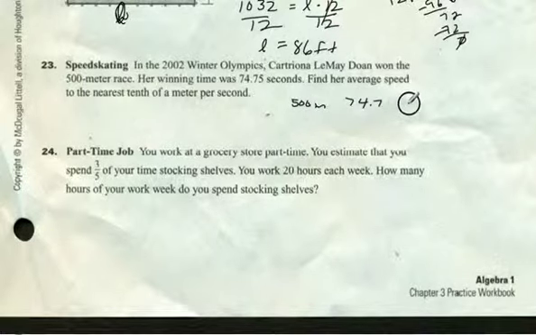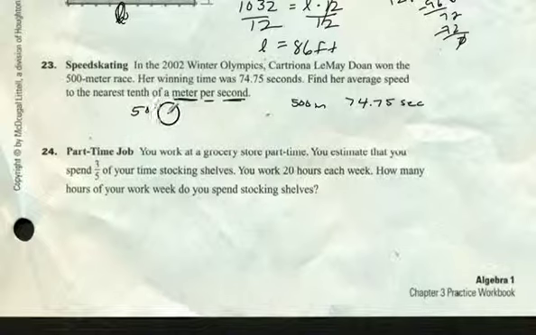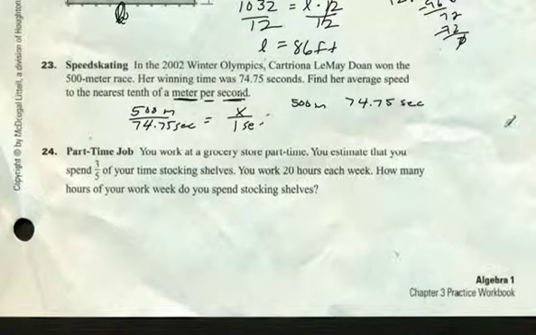74.75 seconds. Now, we're going to make a rate out of this, because remember, speed is a rate. But we have to use the words in here. It says, find her average speed to the nearest tenth of a meter per second. So that tells us what way to write this. So our meters have to be on the top, and then our seconds have to be on the bottom. And then that shows us what we're going to do to find out how many meters per second. So this is a unit rate. So we're going to divide top by bottom.